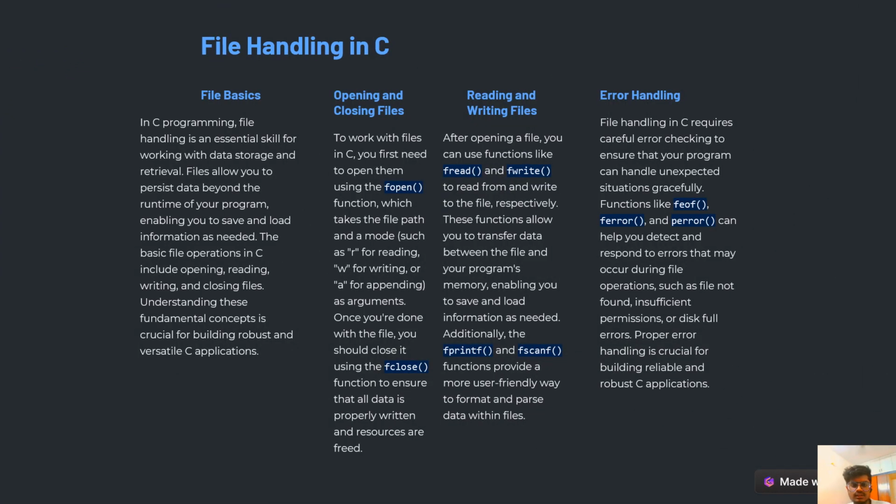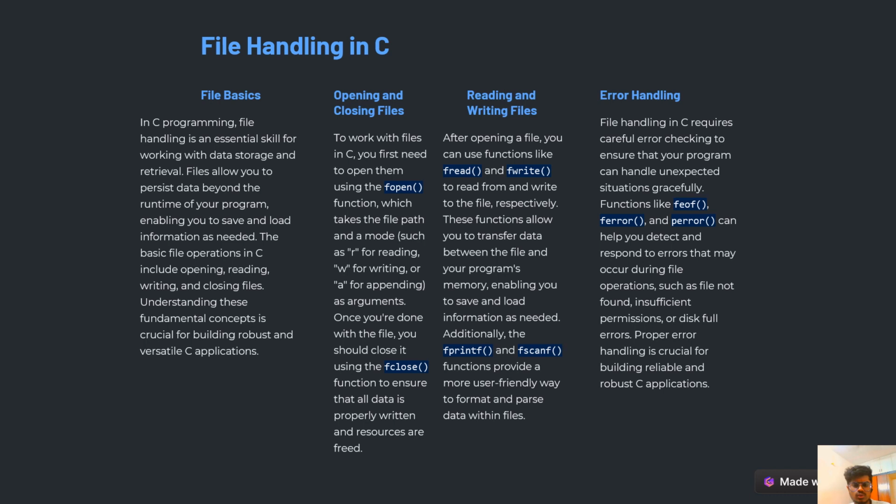File handling in C. File basics. In C programming, file handling is an essential skill for working with data storage and retrieval. Files allow you to persist data beyond the runtime of your program, enabling you to save and load information as needed. The basic file operations in C include opening, reading, writing, and closing files.